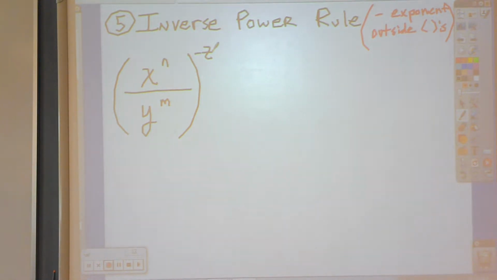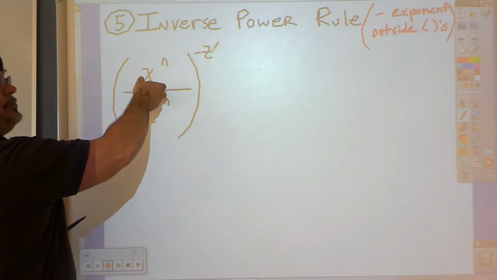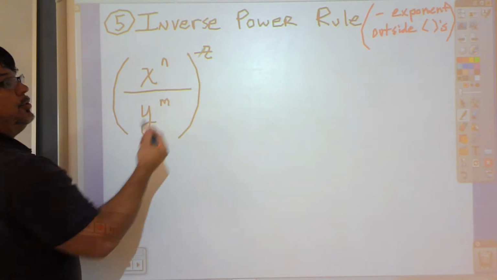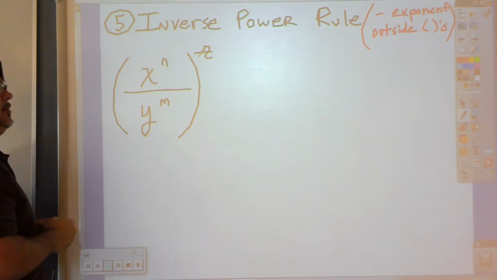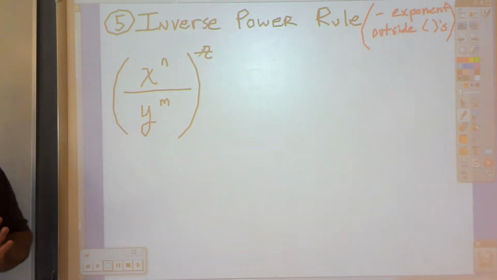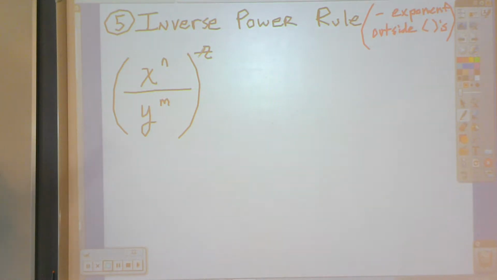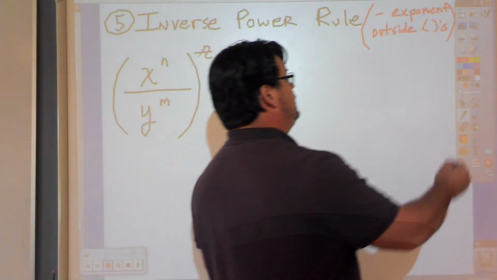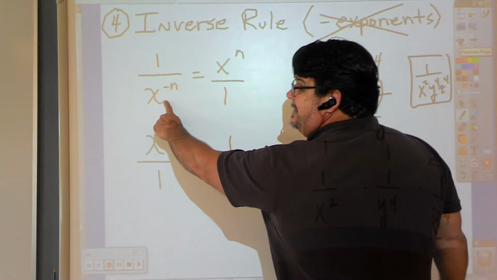Now, how is this different from the inverse rule? Well, the inverse rule, there is no parentheses. So when you have the parentheses, you have something quantity to the negative z power. That's a totally different animal than what we did before. Now, the reason it's different is if I flip what's on the inside right here, I turn that variable positive. Now, a lot of people say, well, I thought you said, well, that's a different rule. This is inside parentheses. The one we had before, this is not inside parentheses.